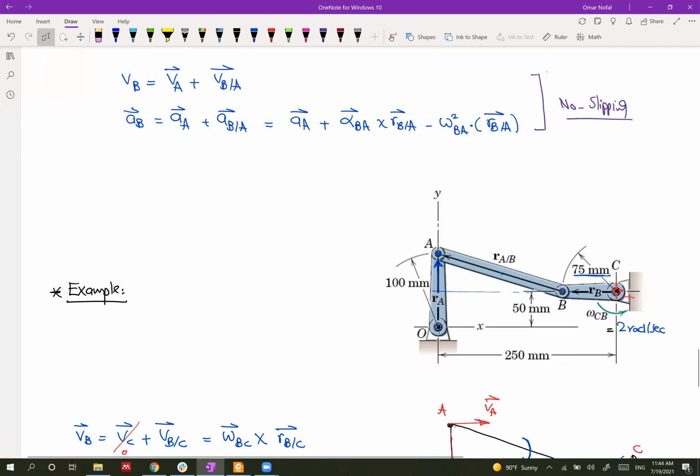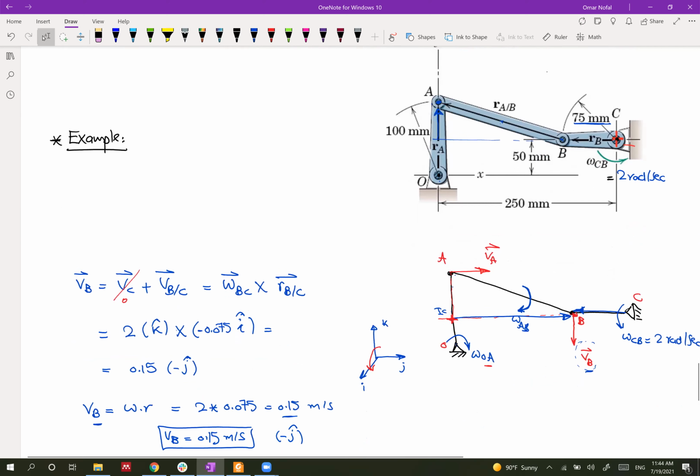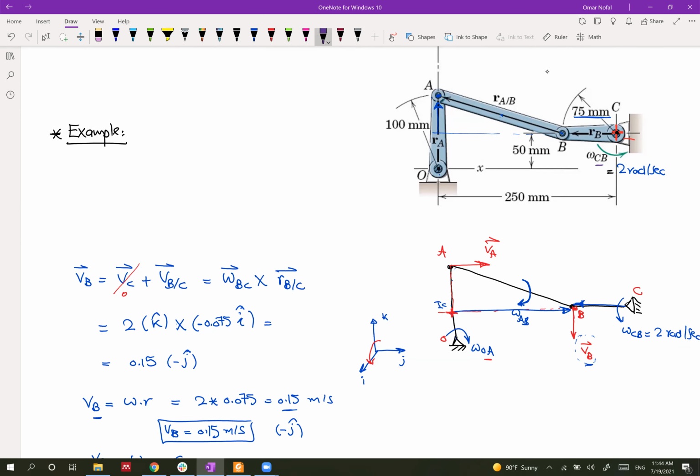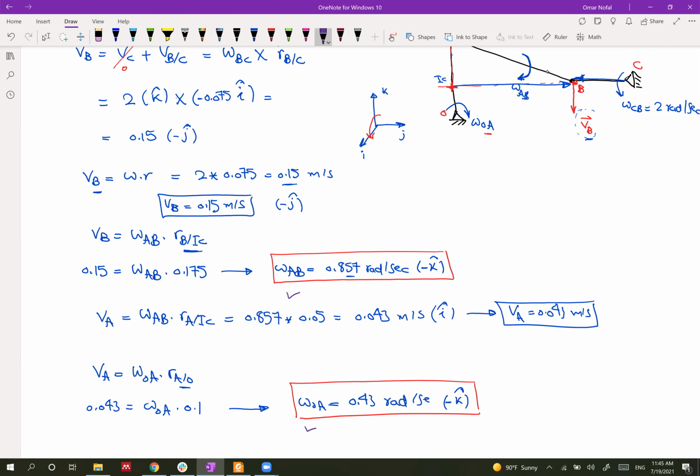So last time we started to solve the system of multi-bar linkage, and we solved it for velocity only. We didn't solve for acceleration. Knowing the omega of CB, we were able to get the velocity at B, and then we used the velocity at B to get the omega of the body AB, by getting the instantaneous center of zero velocity. And then we were able to get the velocity at A, and then get the omega of OA. This is the omega of AB, and this is the omega of OA based on the last lecture.